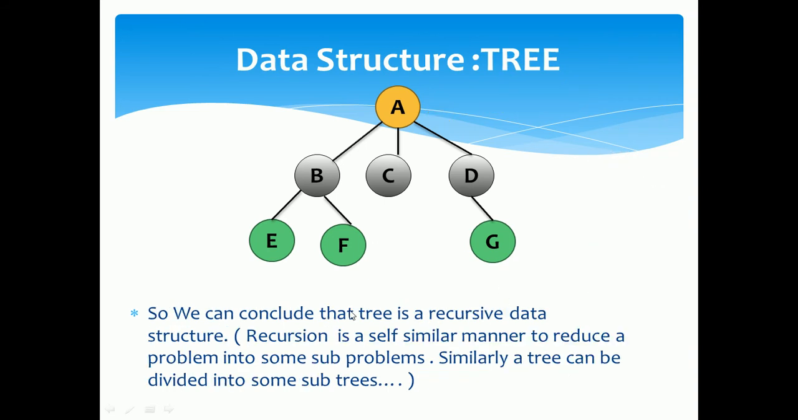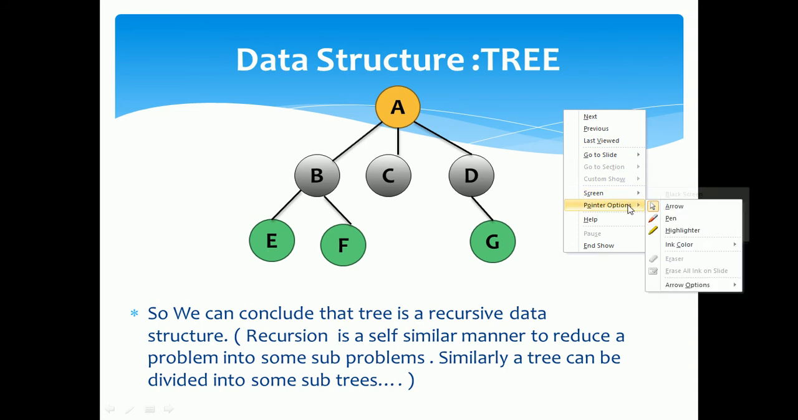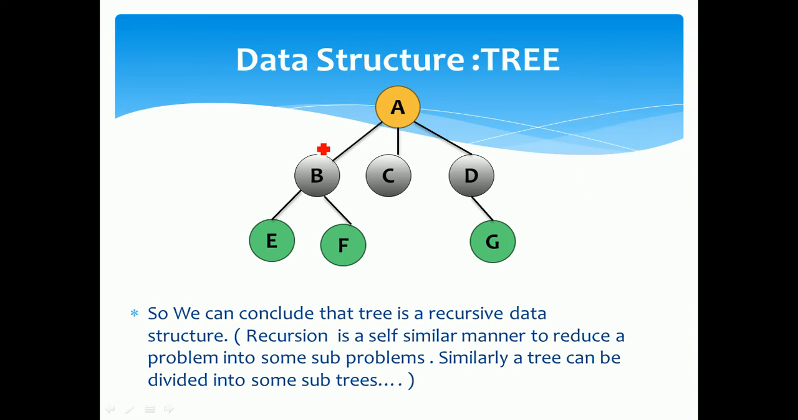So we can conclude that a tree is a recursive data structure. Basically, recursion is a self-similar manner to reduce a problem into some sub-problems. Once we obtain the solutions of these sub-problems, we can easily construct the solution of the problem. Similarly, a tree can be divided into some sub-trees. Let me show you in case of this tree. This tree can be divided into 3 sub-trees.